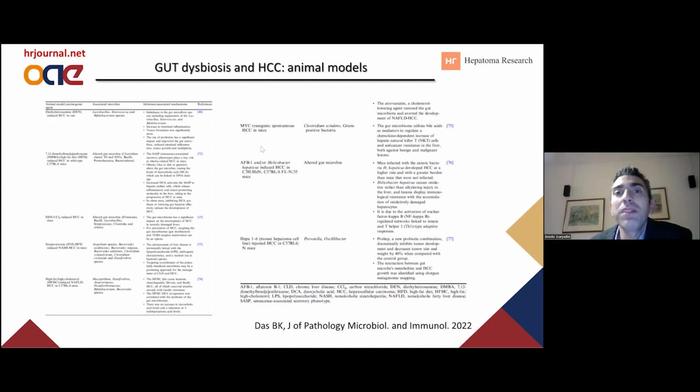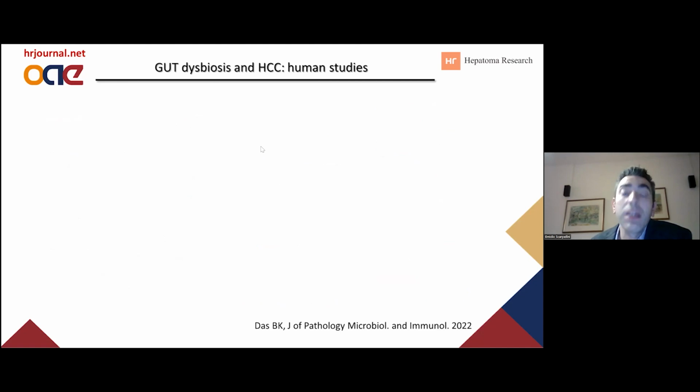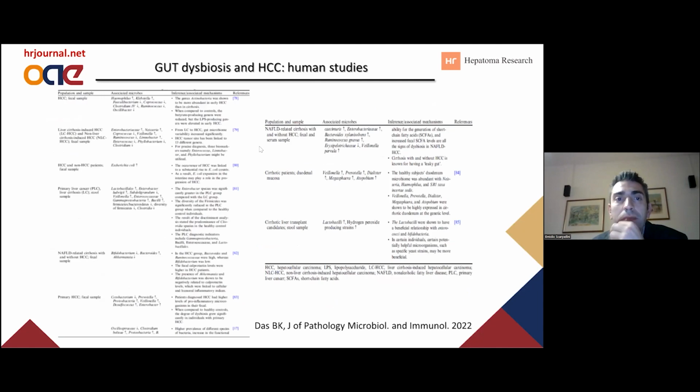What about human data? Are they in? Yes, there are several. So this is solid evidence as well. And we see that even here, with or without HCC development, with or without liver cirrhosis, there is consolidated literature data showing that there is a heterogeneous gut dysbiosis according to the presence of liver disease, to its stage, and/or to the presence or absence of hepatocellular carcinoma.